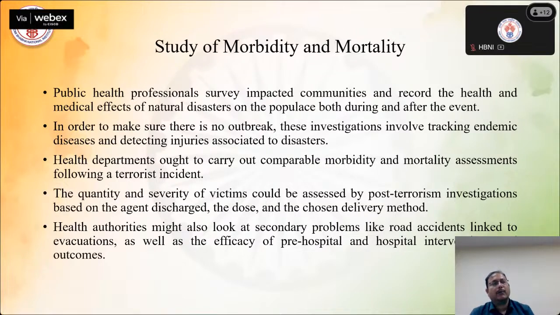of a mass casualty event or mass attack event, then data should be there. How much morbid the chemical or say agent is there, what is the morbidity, and how mortal is the particular thing. So all these parameters, morbidity and mortality, should be taken care of in case of a test incident.